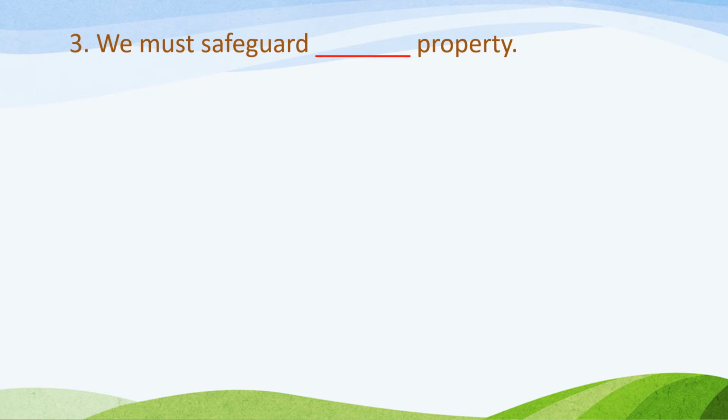Now students, let's read sentence number 3. We must safeguard dash property. Yes, the answer is public property. As we all know, we are very aware that we always safeguard our private property, that means our home, our house, our car and every property. But we must always safeguard the public property also. So the answer is public property.